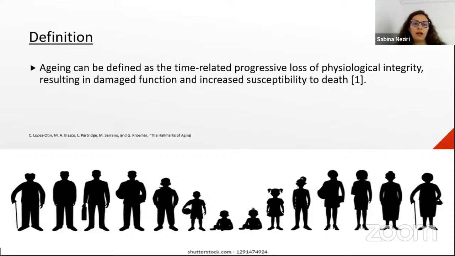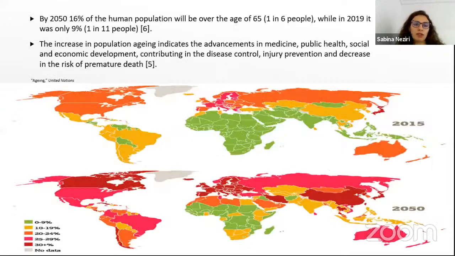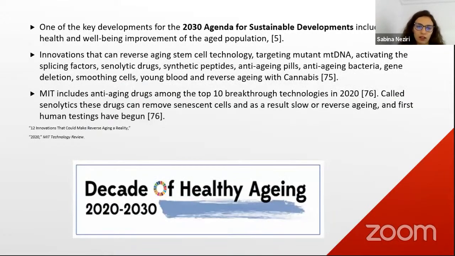Lately, there has been an increase of the human elderly population, and by the year 2050, 16% of the human population will be over the age of 65. And that's why in the last decade, healthy aging and the studies in anti-aging fields have gained big importance.